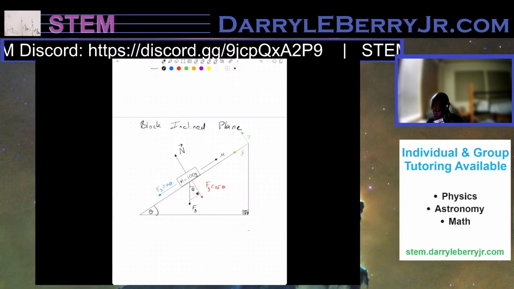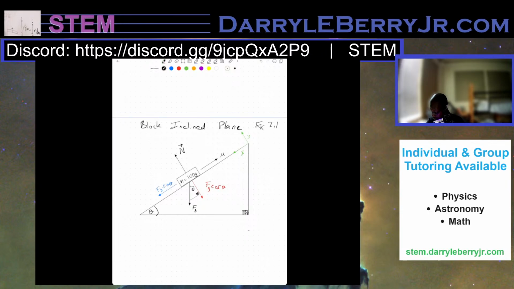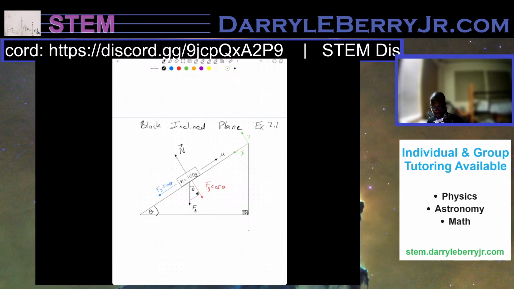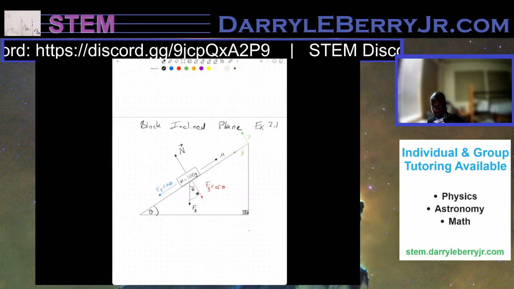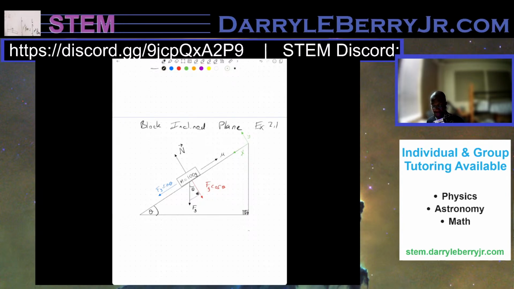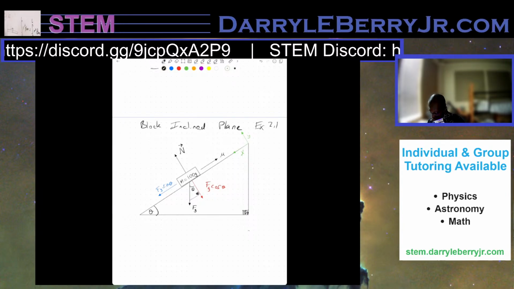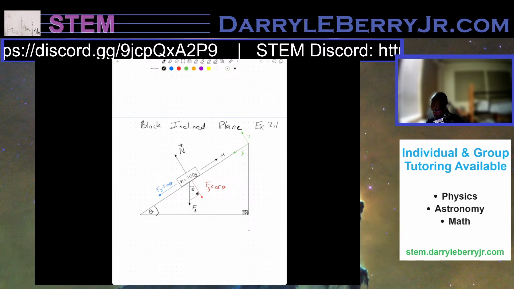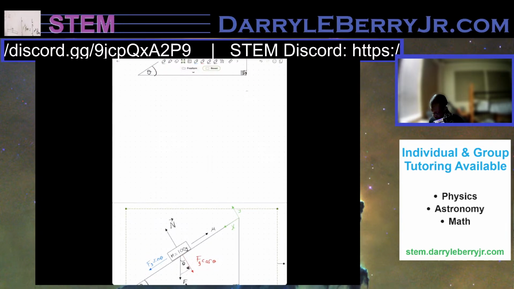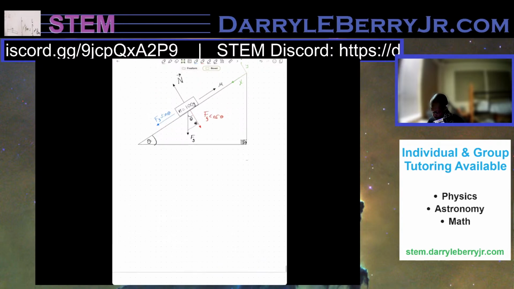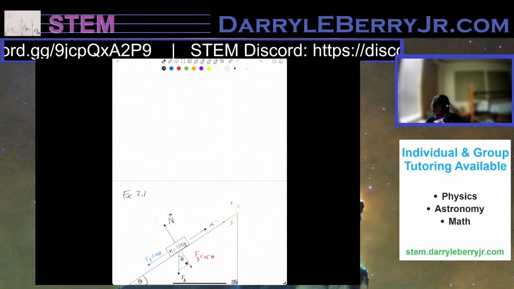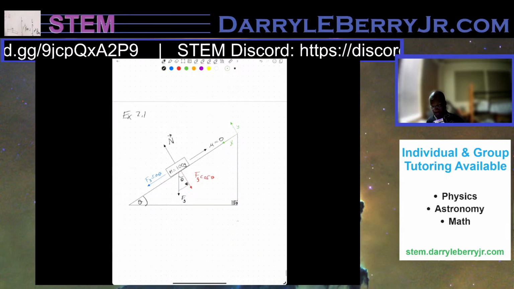This is example 2.1. If the block slides without friction down a fixed inclined plane with theta equals 30, what is the block's acceleration? So two forces act on the block: the gravitational force and the plane's normal force, if we ignore friction. So actually, in example 2.1, friction equals 0. So now we only have the normal force and the force of gravity.